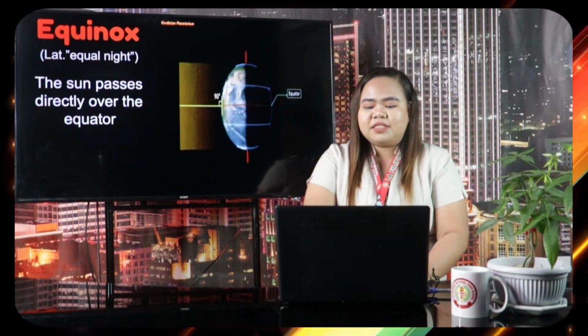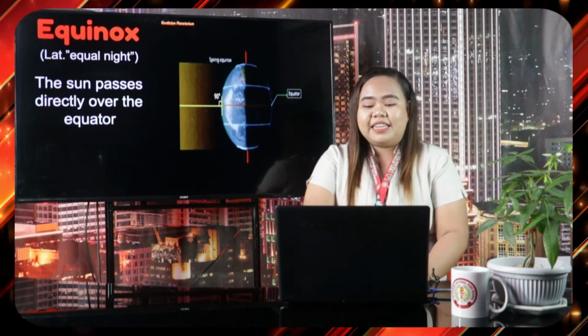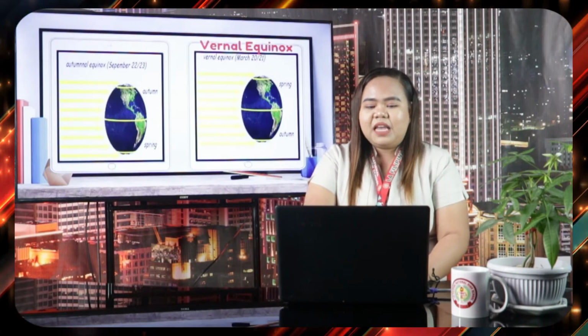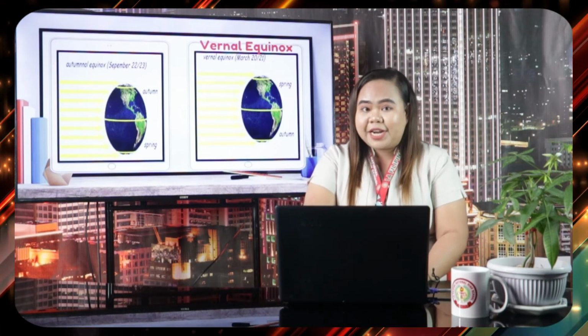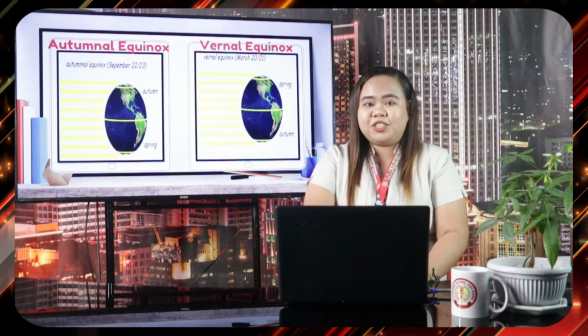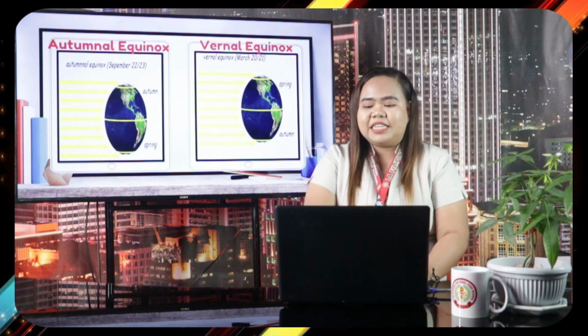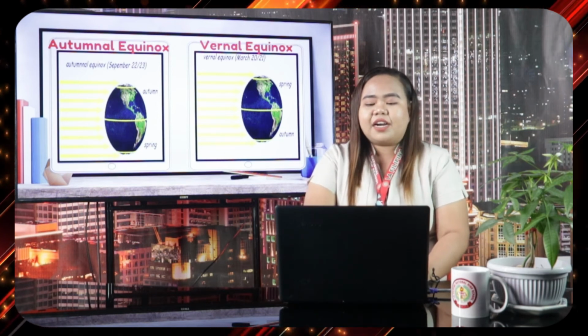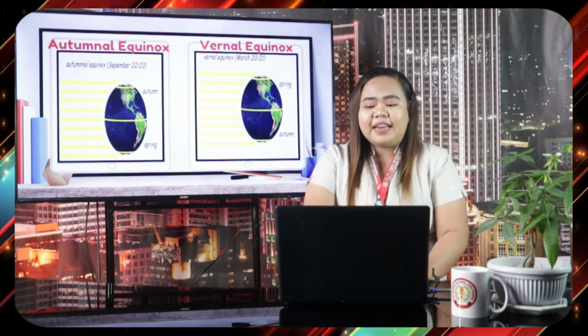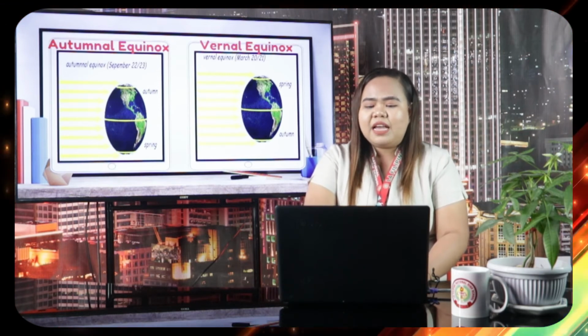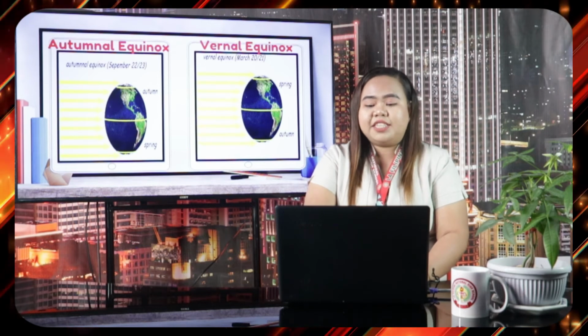Like with the solstice, there are two equinoxes, namely the vernal equinox for the spring and the autumnal equinox for the autumn. For both hemispheres, the earth is 90 degrees away from the sun around March 21, and then again around September 21. This corresponds to the fall and spring.